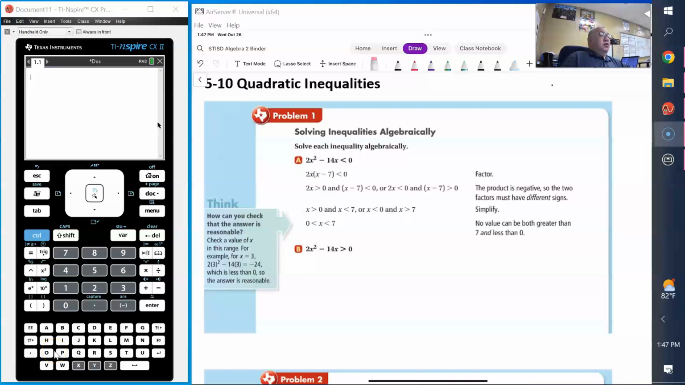We are going to solve inequalities algebraically, and I'm going to focus on B here. We know that we have 2x squared minus 14x is greater than 0. So what I'm going to do is factor 2x. That's the greatest common factor. So we have 2x times (x minus 7) is greater than 0.